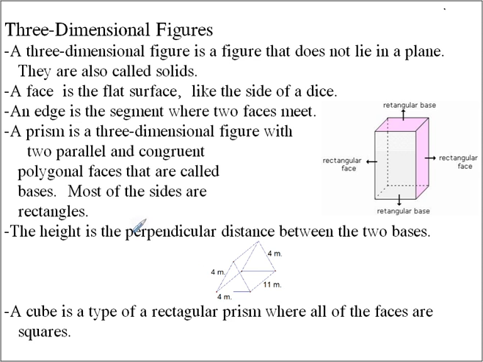And a prism, most sides are going to be rectangles, if not all. The height, as I said, is the distance between the two bases. Now a cube is a special type of rectangular prism. It just happens to be one where they're all squares.